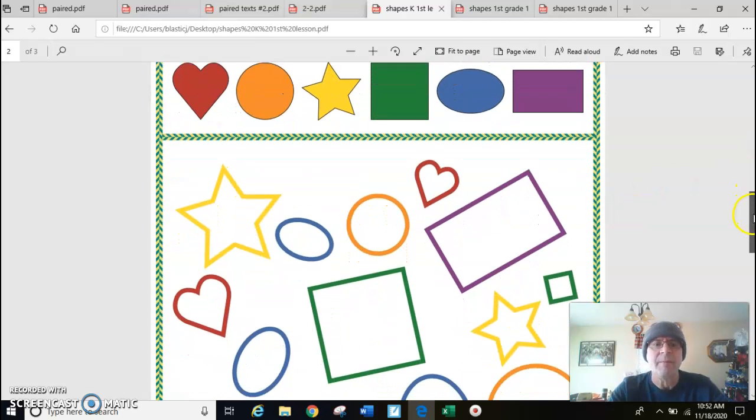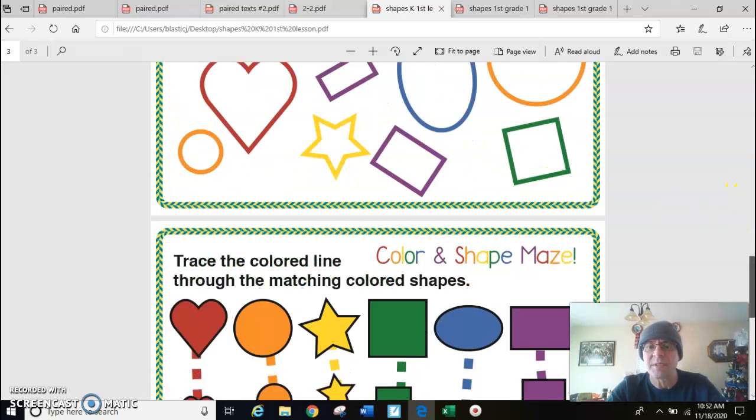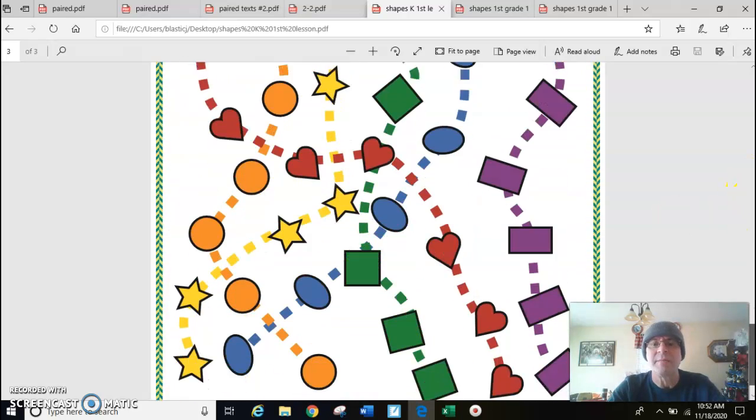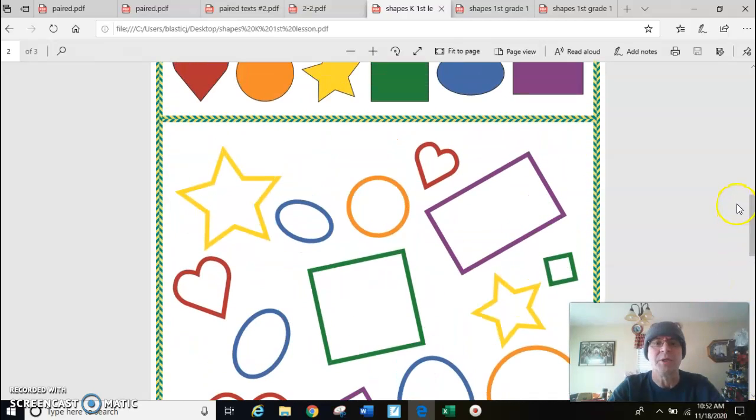Now look up here. See how the star is yellow? Sorry, Mr. B's tired. You would color the star yellow. And the heart is red. And the oval is blue. You just color in those shapes. And you can trace the lines too if you want to. That's fun too. But this is mostly what I wanted you to do.